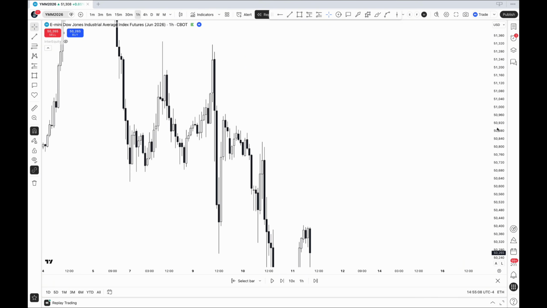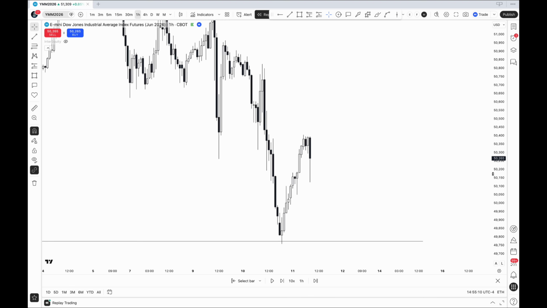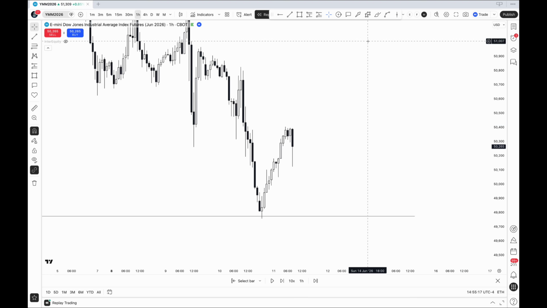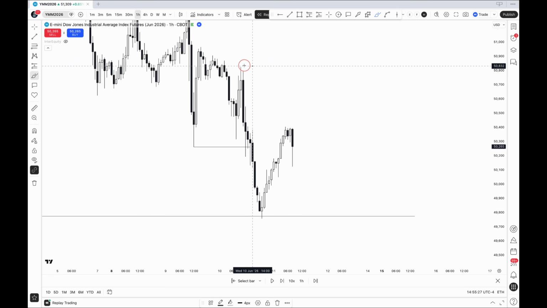So now we see that. Where's an area that retail would want to be selling from? Okay, so we have this whole break of structure here. That means this whole area, let's draw the brush tool. This whole area from this high, price would want to be taking a sell from.